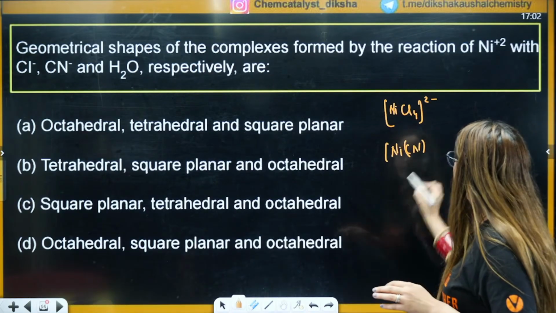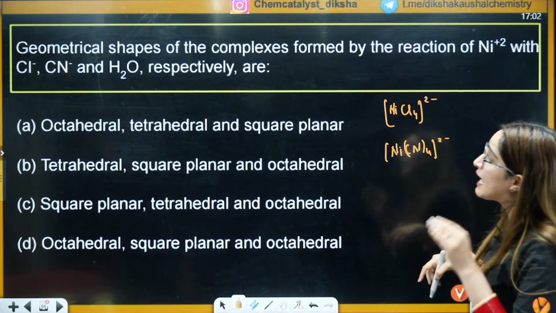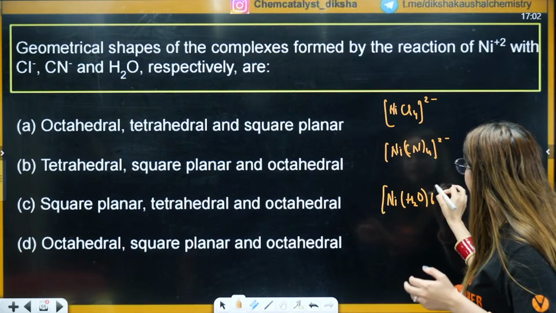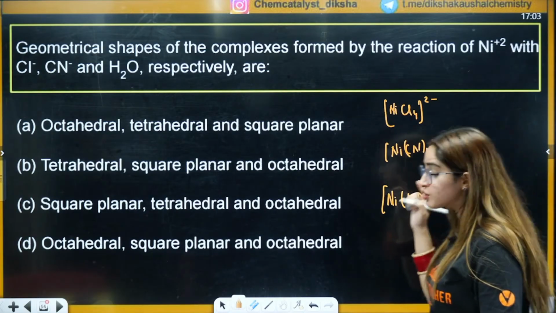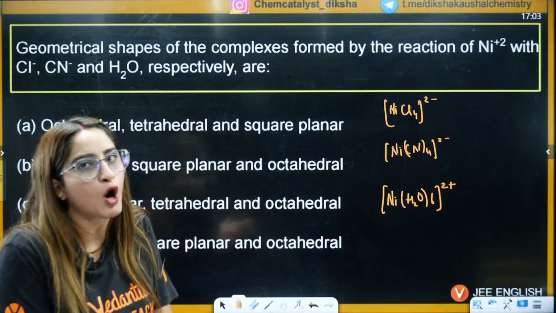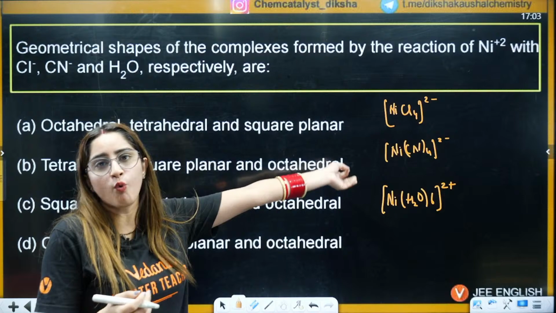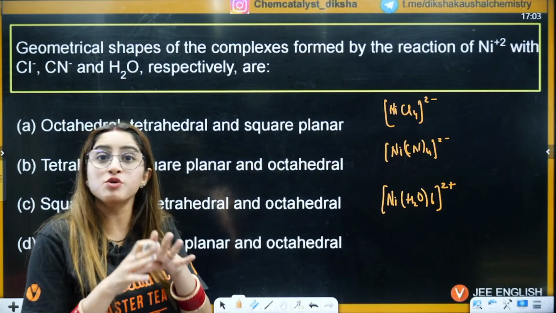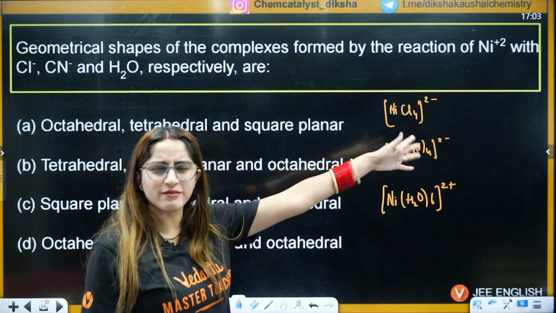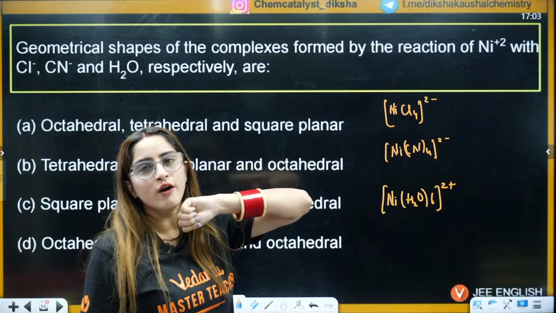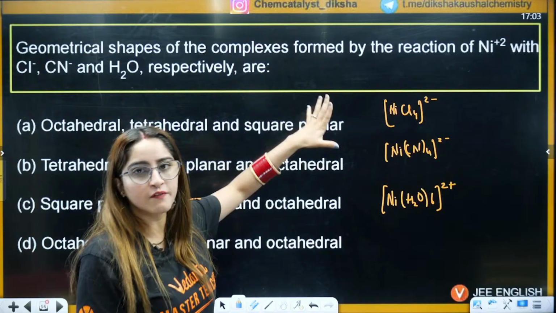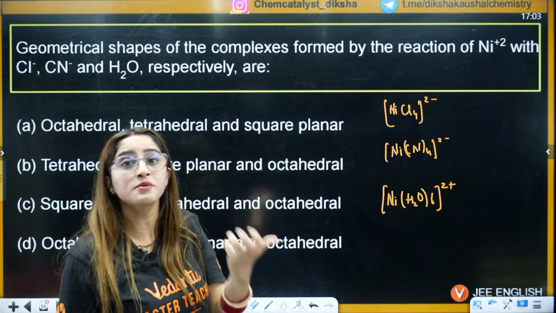Wait a minute. That should be 4. This kind of compound. With water it forms Ni and this is water and this is 6. Right, and here it is 2 positive. So these are the 3 compounds that it forms. That you should know. Only then you'll be able to answer this, right? Water is 6, it forms octahedral, right? So with chlorine it generally forms 4 coordination number. It sometimes forms 6 also, but because nothing is given to us, we will talk about the general thing. Generally it forms 4, right?